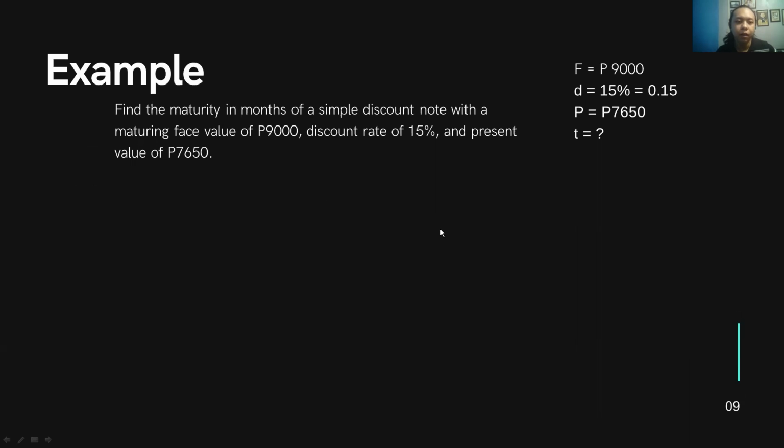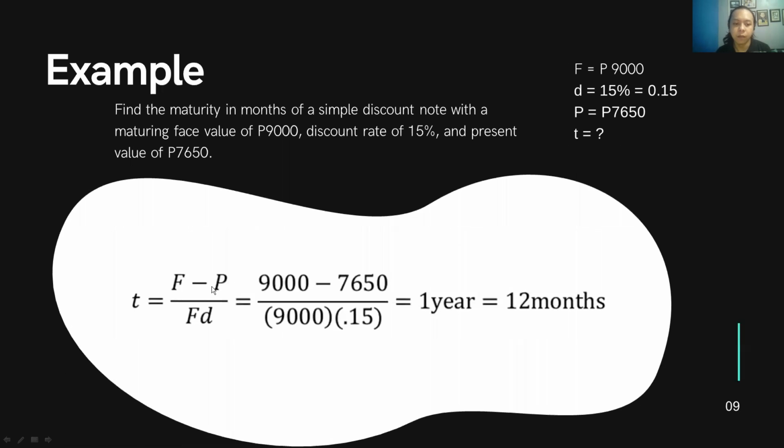Fourth example, find the maturity in months of a simple discount note with a maturing face value of 9,000 pesos, discount rate of 15%, and present value of 7,650. Given face value of 9,000, discount rate 15% or 0.15, then proceeds or present value of 7,650. To find time, F minus P over F times D.